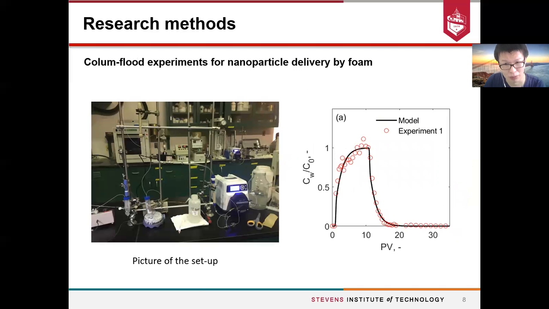After the micro scale, we moved to the 1D column scale, in which we conducted experiments and also simulated the bubble generation and the transport phenomenon with nanoparticles. The left side is the column experiment setup, which is composed of a pump, column, UV detector, and fraction collector, and we also developed the corresponding mathematical models to simulate the nanoparticle transport, as the figure on the right side shows.